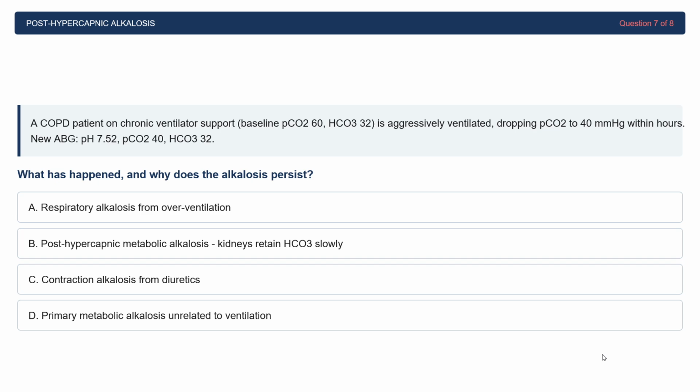Your options are A. Respiratory alkalosis from overventilation, B. Post hypercapnic metabolic alkalosis, kidneys retain bicarbonate slowly, C. Contraction alkalosis from diuretics, or D. Primary metabolic alkalosis unrelated to ventilation.